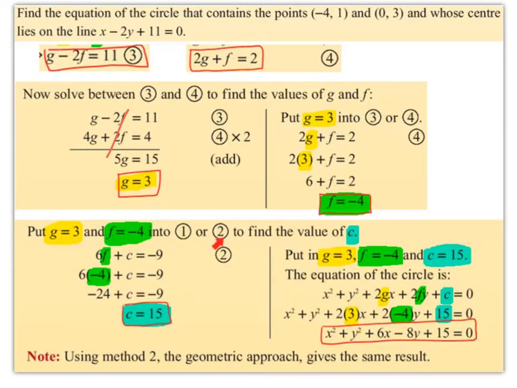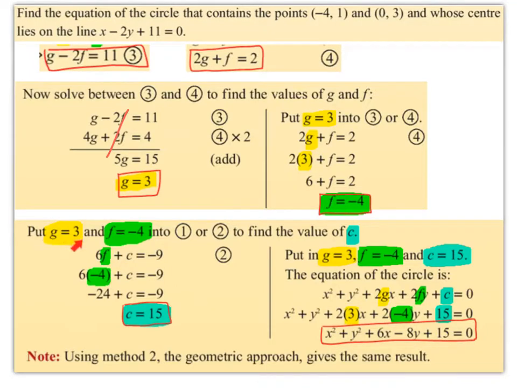So now we put g = 3 and f = −4 into equation 1 or equation 2 to find the value of c. So let's go with equation 2. So this was on a previous slide. So 6f + c = −9. Swap f for a set of brackets, put −4 into it. So we end up with c = 15.